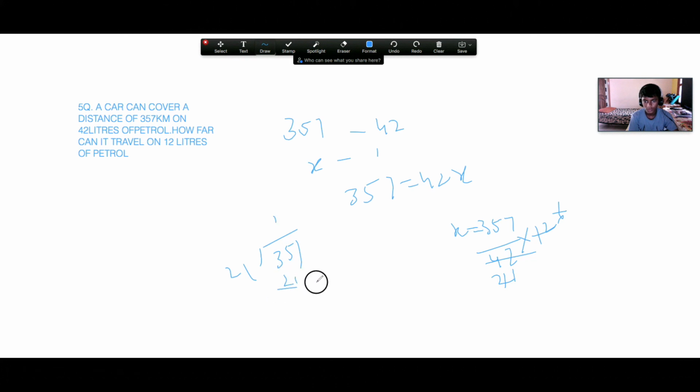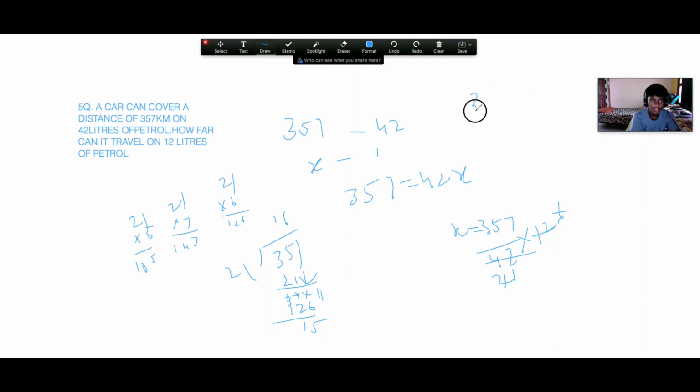So now 21 into 357. 21 into 5. 5 2s are 10. So 21 into 7, 7 1s are 7, 147, right? So let's try for 21 into 6. 2 21 6 are 126. 3 minus 2 1, so it is 11, right? 5. So it's working. Let's try it again.